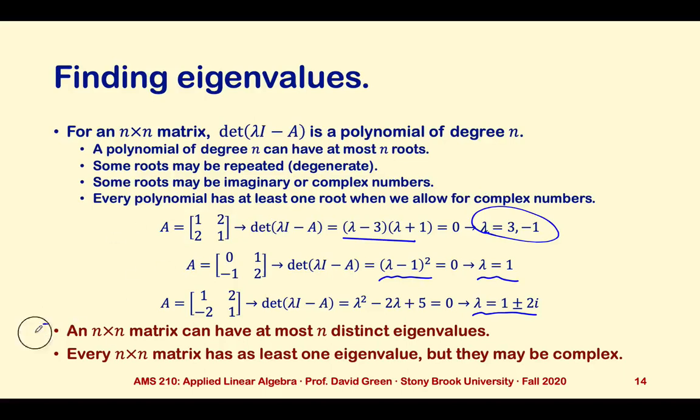This lets us come to some final conclusions about the number of eigenvalues a matrix can have. An n by n matrix can have at most n distinct eigenvalues, never more. Every n by n matrix has at least one eigenvalue, like shown here, but they may be complex. It is possible for a matrix to have no real eigenvalues and only to have complex eigenvalues.